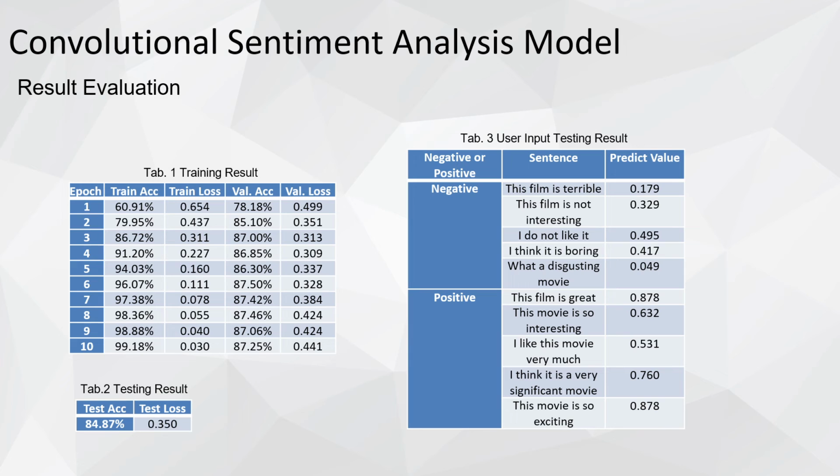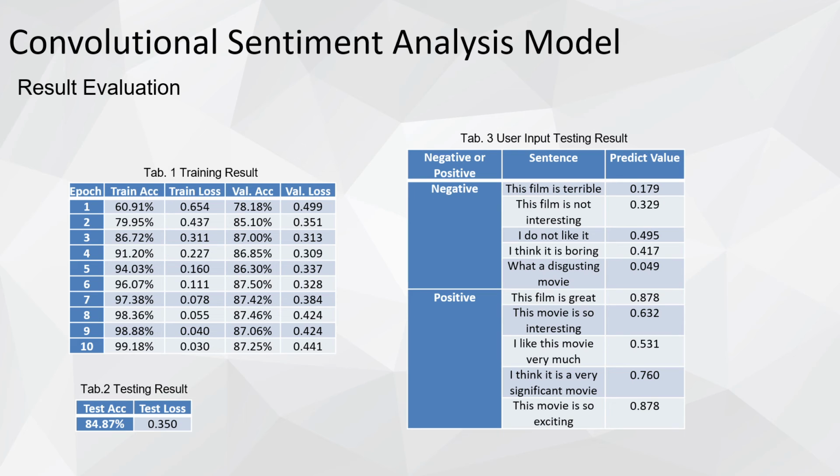The training accuracy of the final training model is 99.18%, and the validation accuracy is 87.25%. And then we use the testing dataset to evaluate this model. The testing result can be seen in Table 2. We can see the test accuracy is 84.87%. We also use true cases in sentences with sentiment for evaluation. The results can be seen in Table 3.